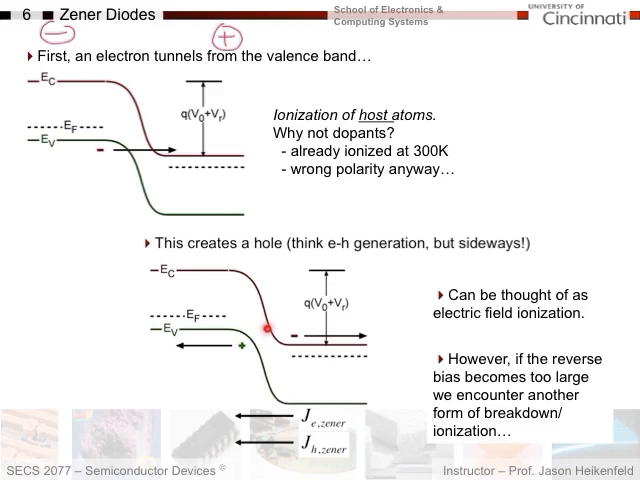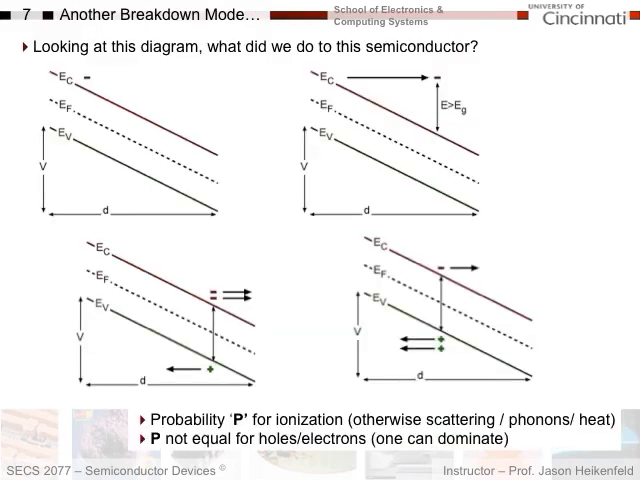Now, if we don't design for Zener with heavy doping on either side, another type of breakdown can occur, which is due to ionization. So look at this band diagram here. What do we do to this semiconductor? Just look at it real quick. Well, you know that as soon as I have sloped bands, that means I've got electric field, right? And so I have a voltage dropped over distance, which is electric field.